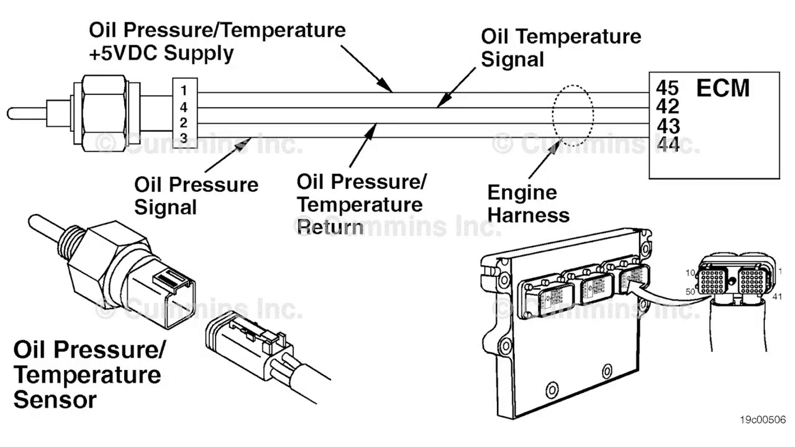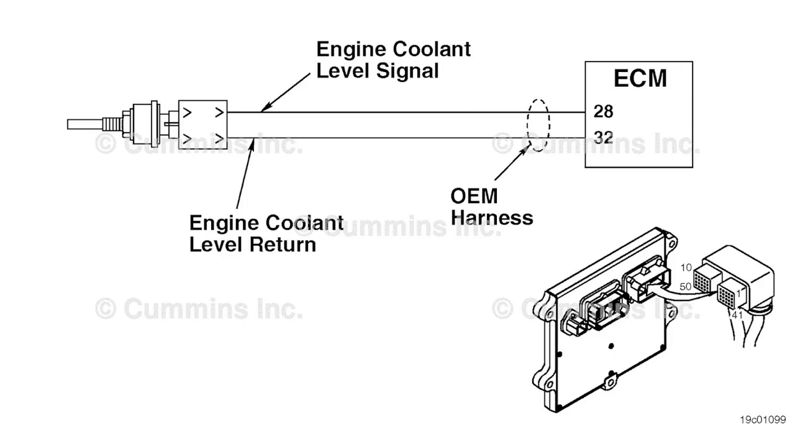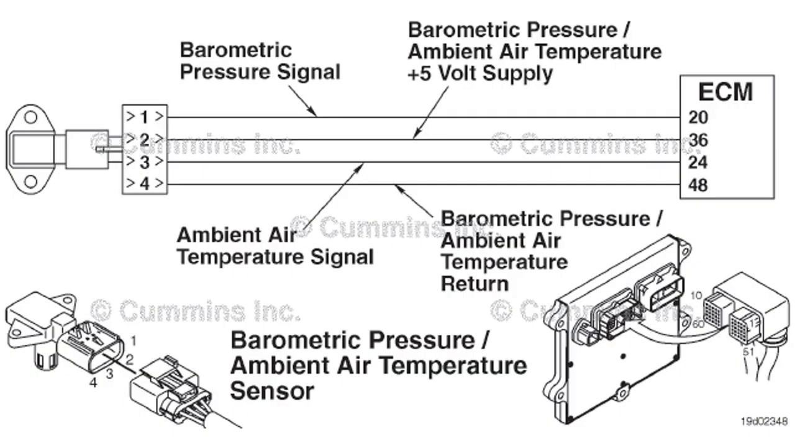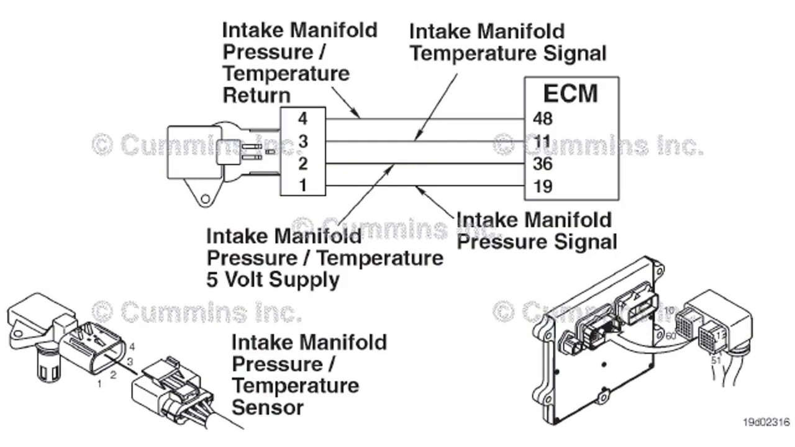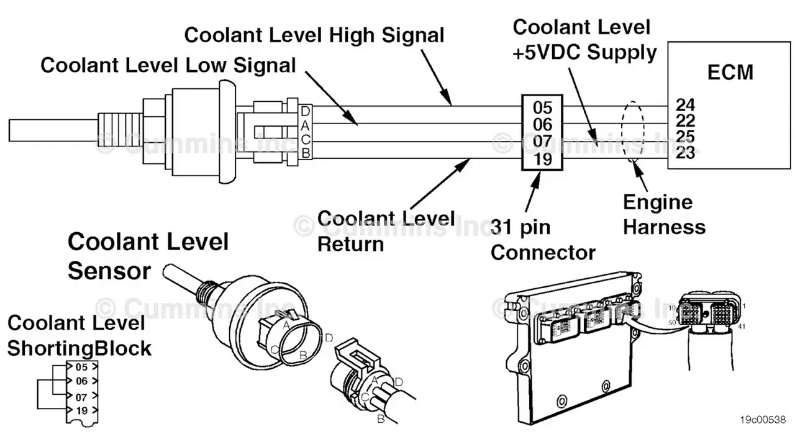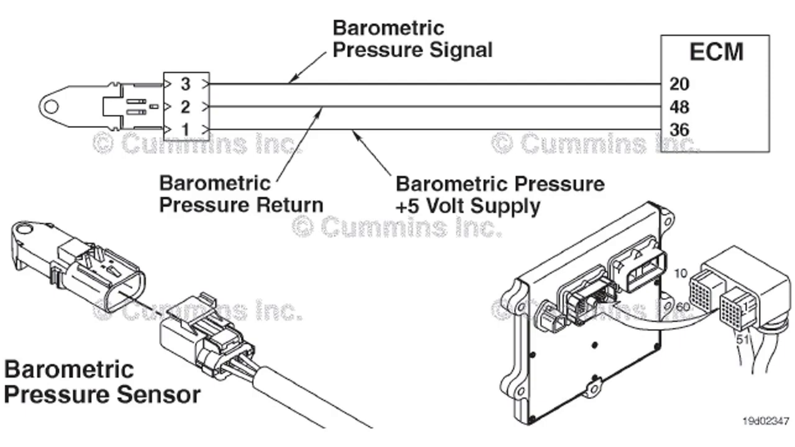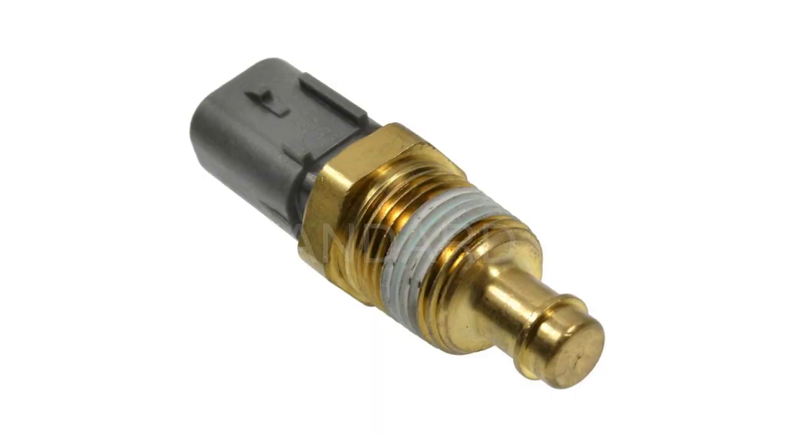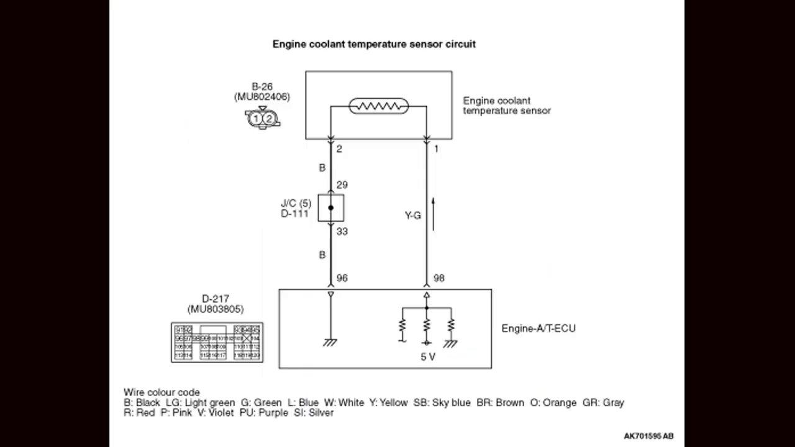FMI 3. Voltage above normal, or shorted to high source. FMI 4. Voltage below normal, or shorted to low source. FMI 5. Current below normal or open circuit. FMI 6. Current above normal or grounded circuit. FMI 7. Mechanical system not responding or out of adjustment. FMI 8. Abnormal frequency or pulse width or period. It's important to note that the severity level of the code can vary depending on the make and model of the vehicle.